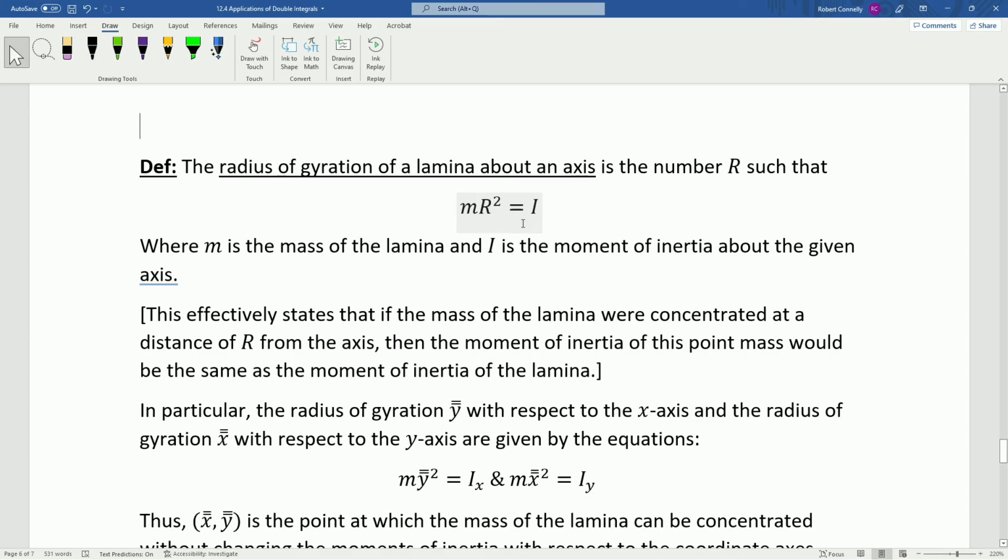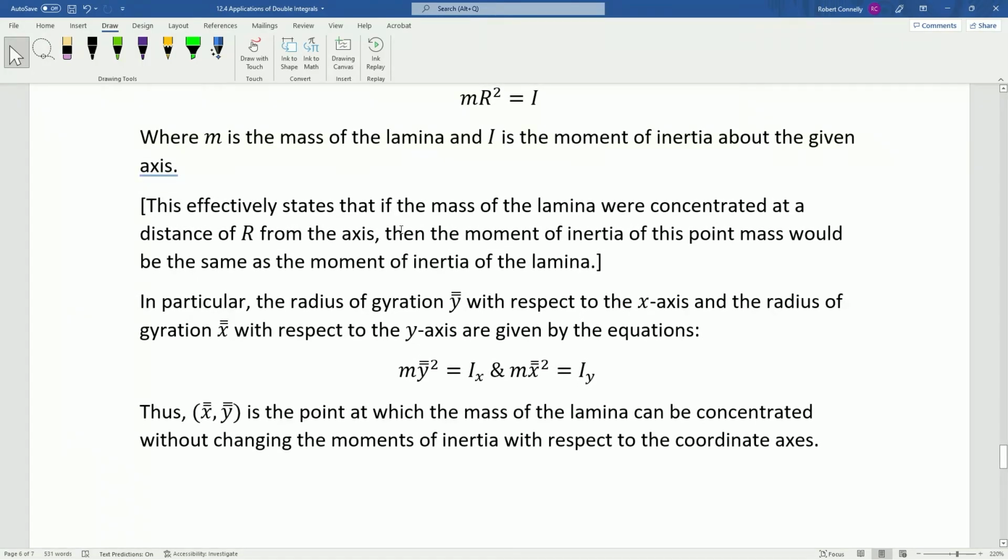where m is the mass of the lamina and I is the moment of inertia about the given axis. So this effectively states that if the mass of the lamina were concentrated at a distance of r from the axis, then the moment of inertia of this point of mass would be the same as the moment of inertia of the lamina.